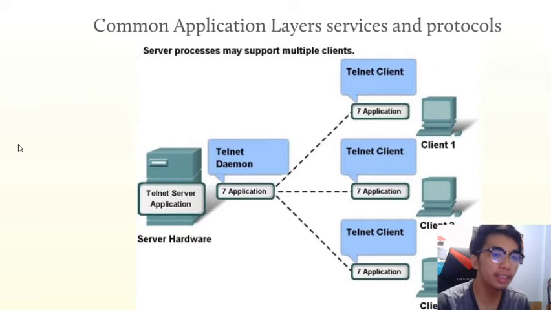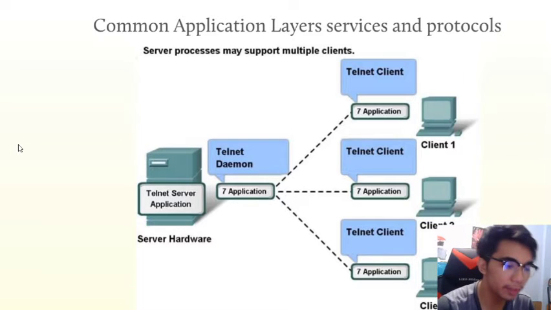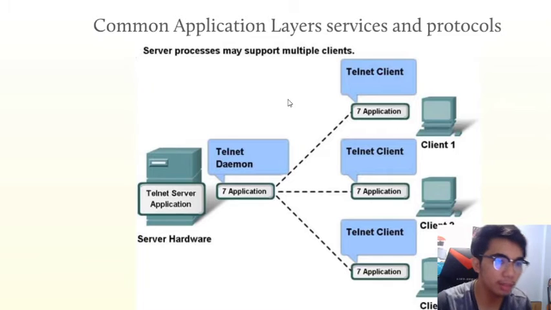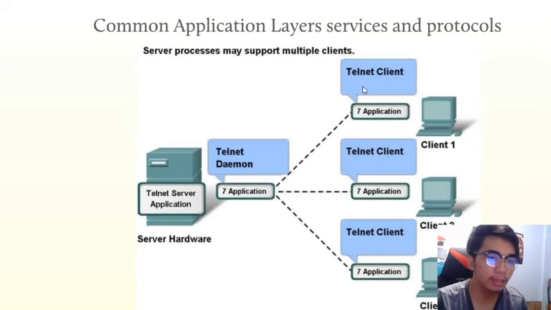Common application layers, services, and protocols. Server processes may support multiple clients. It is somewhat like the Telnet daemon: Telnet server application, server hardware, then Telnet client application. As you can see here, it can support multiple clients because you just need a switch or other equipment in order to have many clients.